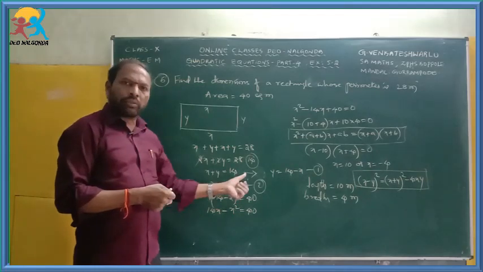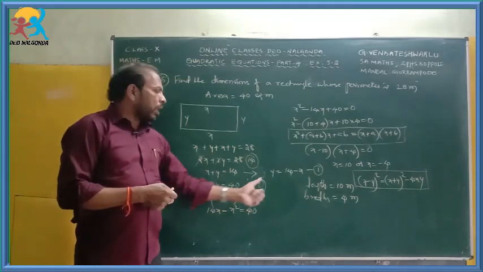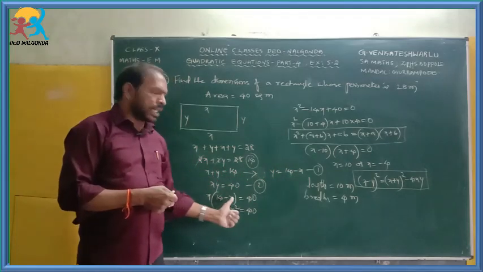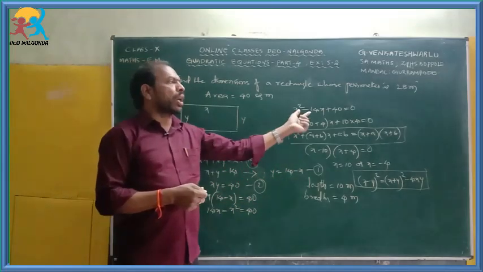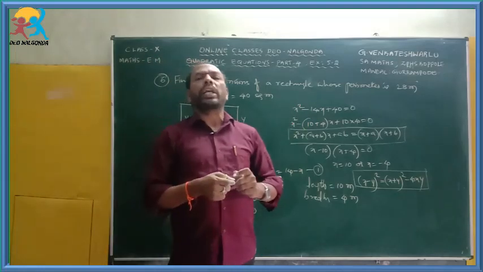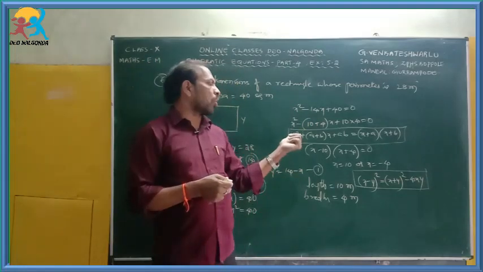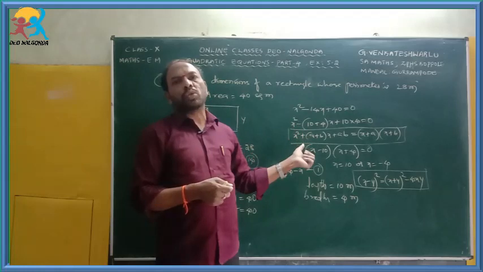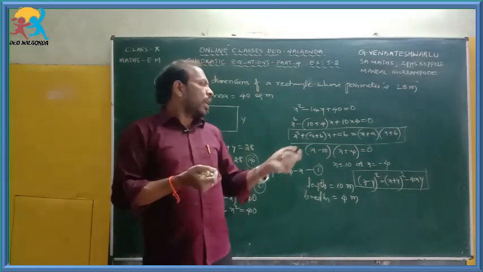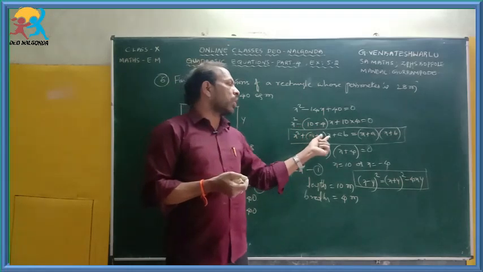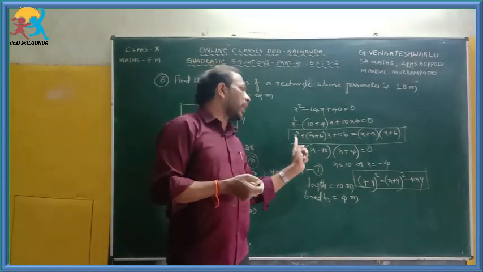Substituting the y value in this equation, x into the y value, 14 minus x, is taken as 40. So multiplying these two, we obtain a quadratic equation. In this quadratic equation, the x square coefficient is 1. It is easy to resolve into factors using this identity. Whenever it is x square plus of a plus b into x plus ab, it is written as x plus a into x plus b.